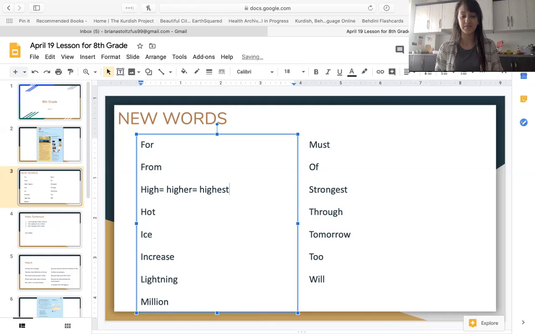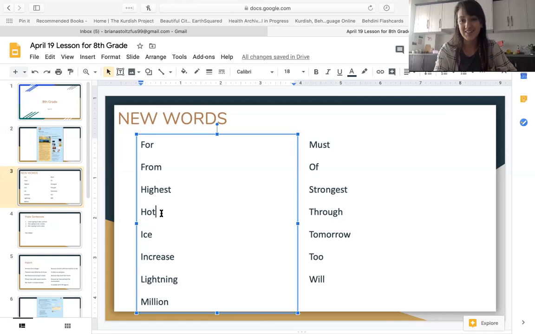For example, a house is high. It's not low, it's high. But the mall, Dehuk Mall, is higher. But the mountains are highest. Repeat after me. High, higher, highest. We spell it like this, but we basically say it like H-I, high. High, higher, highest.